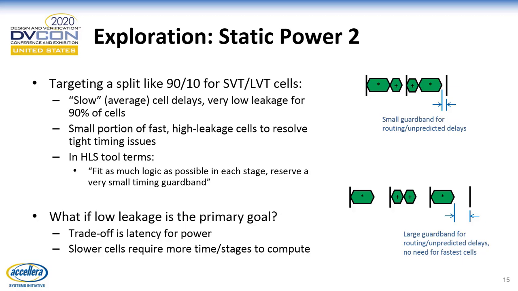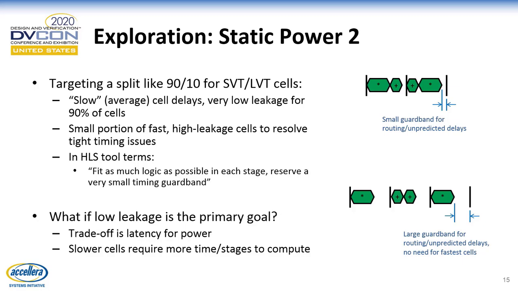Now, how do you do that with HLS? It's similar to what I showed before with active power. Really, what you're trying to do is have a well-balanced pipeline. But even further, you're really considering what you're leaving here as a guard band. How much extra time do you want to leave for any unpredicted delays, routing delays, all that other stuff that happens after the RTL? So what we usually do is leave a reasonable guard band here.